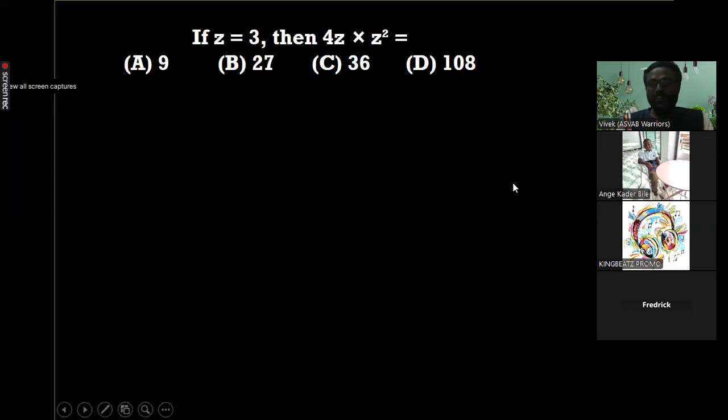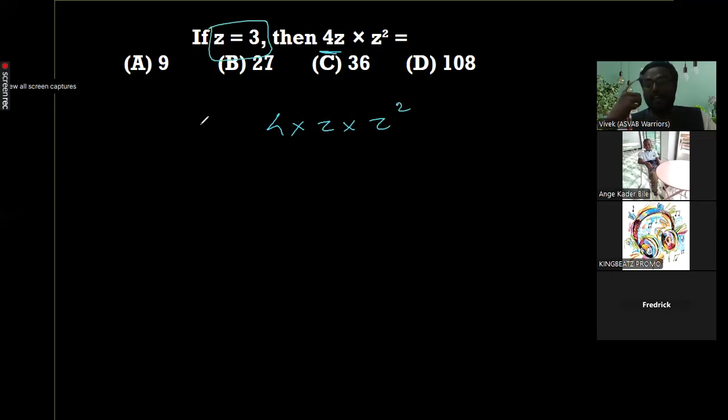Let's move on. Okay, here you're going to substitute the values. Remember, multiplication is the default sign of mathematics. If you don't see anything, consider it as multiplication. So this is nothing but 4 times z square. Now you guys need to put the value of z as 3. Go ahead and solve it.